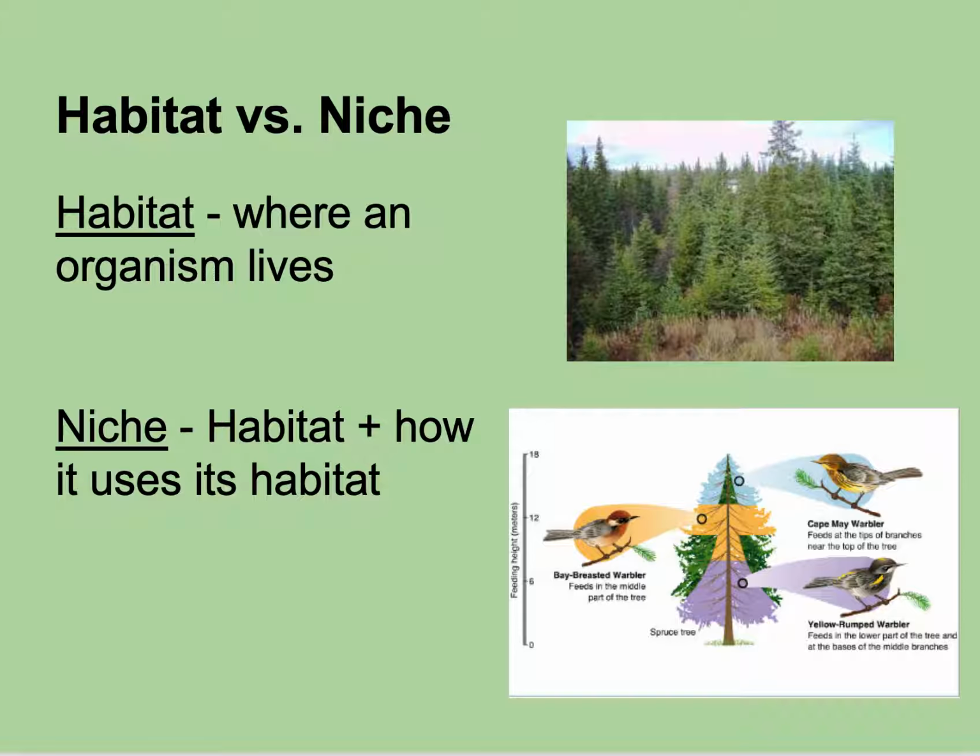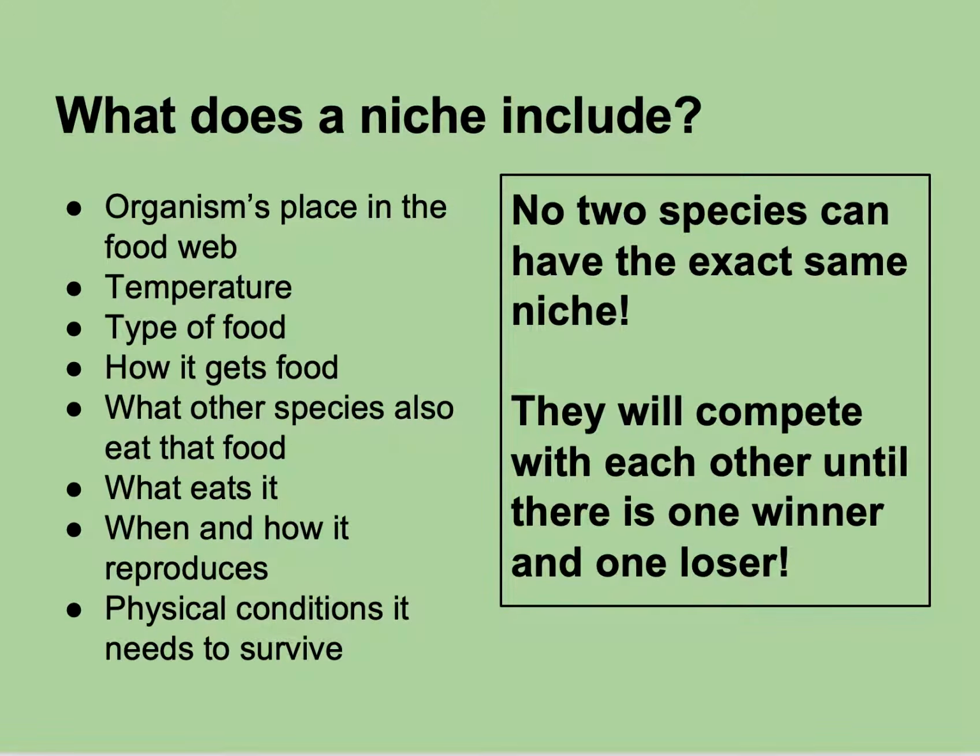So if you said that those birds lived in a tree, that would be a habitat. If you said specifically they live in the top of the tree and they use the tree in these ways, that would be a niche. There's some more examples of what a niche is coming up. Stuff in a niche includes their place in the food web, the temperature they like to live at, the type of food they eat, how they get their food, what other species also eat that food, who eats them, like who their predators are, when and how it reproduces, and anything else it needs to survive.